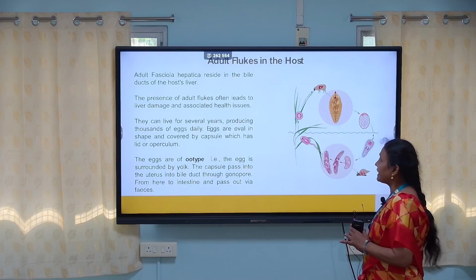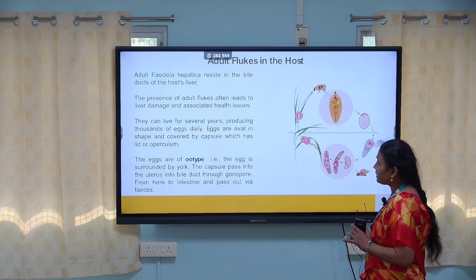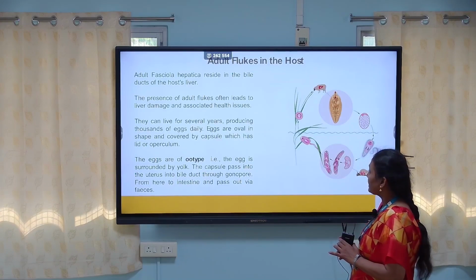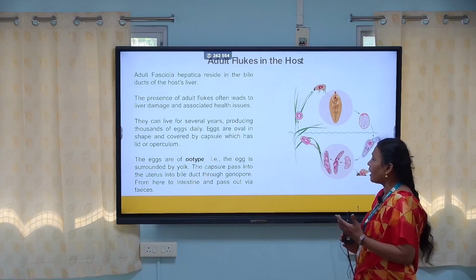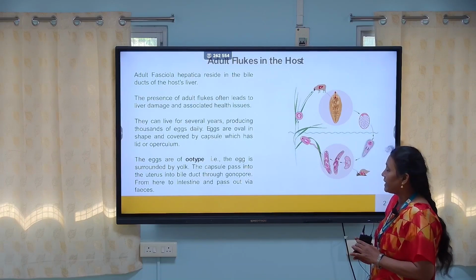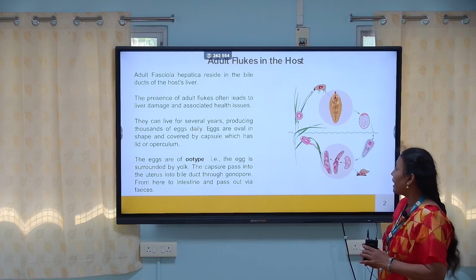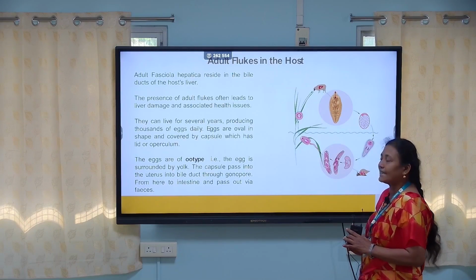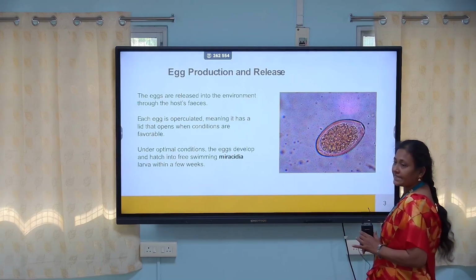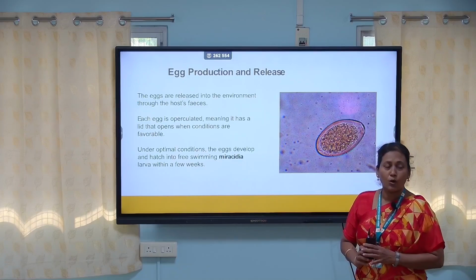The liver fluke is present in the bile ducts of the host liver. It produces thousands of eggs daily and will be there for several years. These eggs are oval in shape and covered by a capsule which has a lid or operculum. This is the egg when it is released into the environment through the host feces.